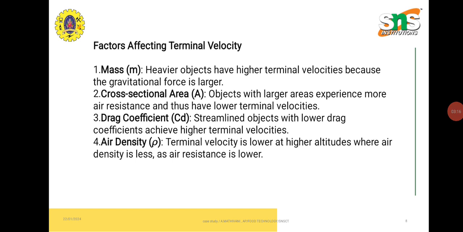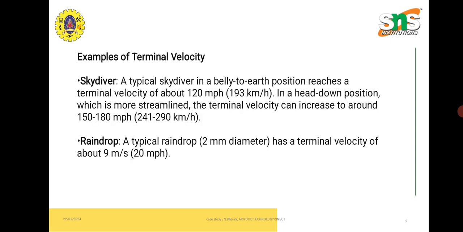Mass: heavier objects have higher terminal velocity because the gravitational force is larger. Cross-sectional area: objects with large areas experience more air resistance and thus have lower terminal velocity. Drag coefficient: streamlined objects with lower drag coefficient achieve higher terminal velocities. Air density: terminal velocity is higher at higher altitudes, where air density is less, as air resistance is lower.